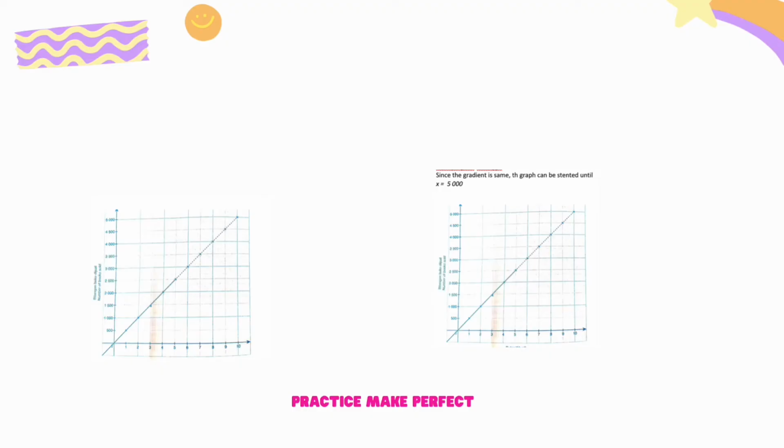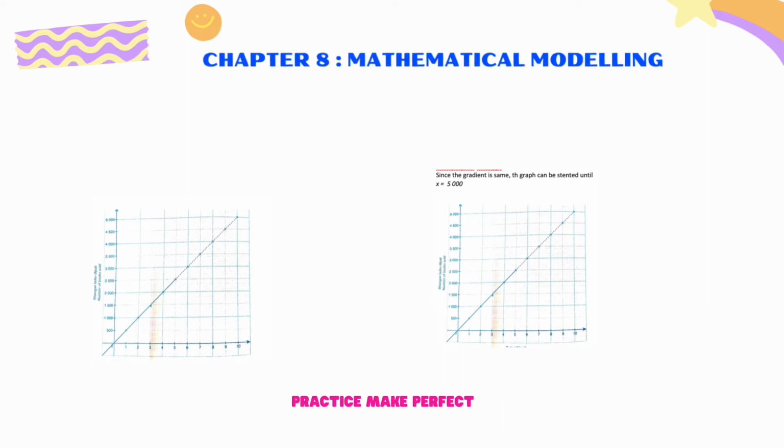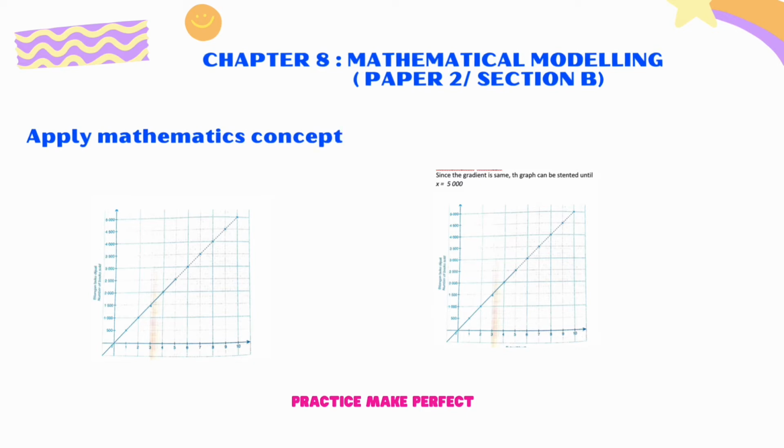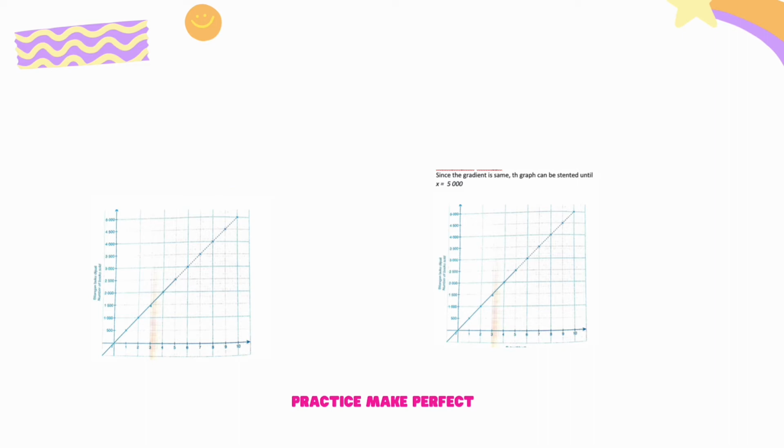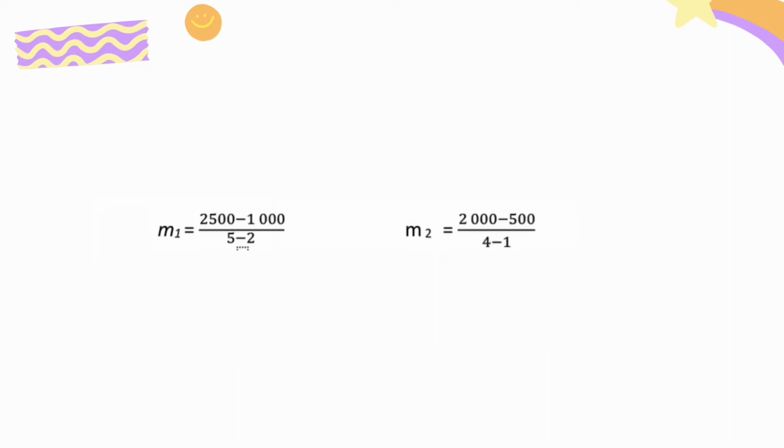Now we need to plot the graph, and we need to apply mathematical knowledge and skills to solve the problem. So the step that we are going to do is apply mathematical concepts to solve problems. For example, we are plotting the graph for the number of books sold and the number of months the books are sold. This is one of the ways we apply mathematical concepts.